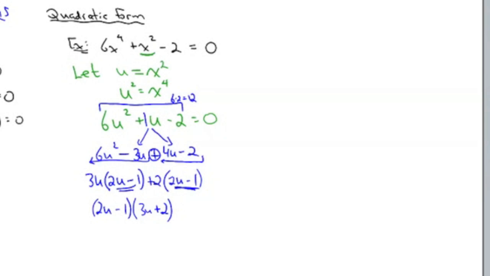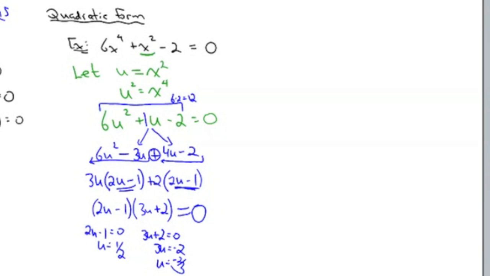Now, after all of that gobbledygook, I forgot something. Equal 0. We're not just trying to factor this, we're trying to solve it. It was an equation to begin with. All right, so what are the solutions? Now, 2u minus 1 better equal 0, therefore u better equal a half. And over here you get 3u plus 2 is equal to 0, so 3u is equal to negative 2, and u is equal to negative 2/3. Great.